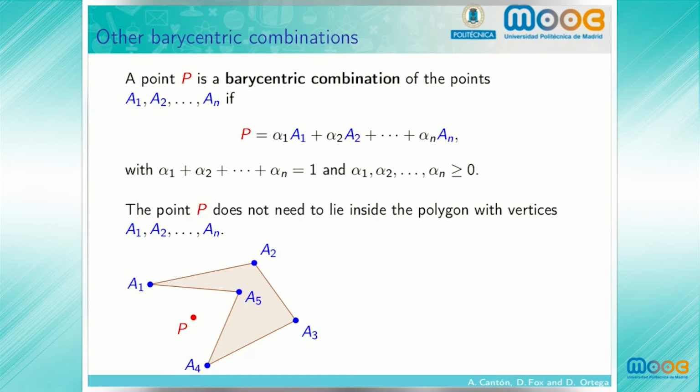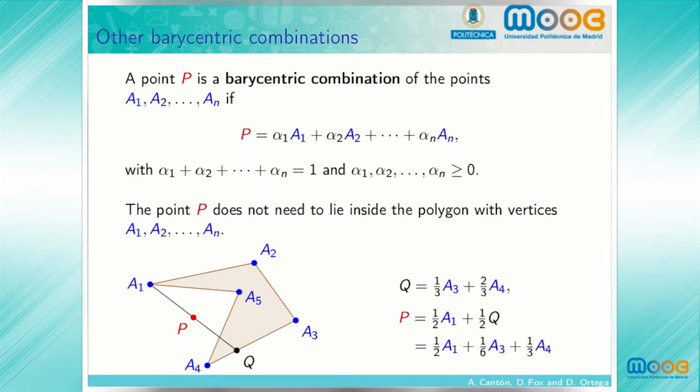It's important to note that the point need not lie inside the polygon with vertices A1, A2, A3, and so forth. Although this was the case for line segments and triangles, it need not be the case as soon as we have 4 or more points. Here we see a point P, which is a barycentric combination of A1 and a point Q, which lies on the line segment joining A4 to A3, but lies outside the polygon formed by the 5 vertices.